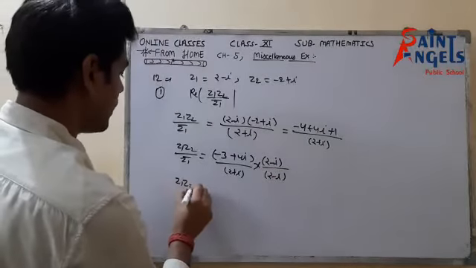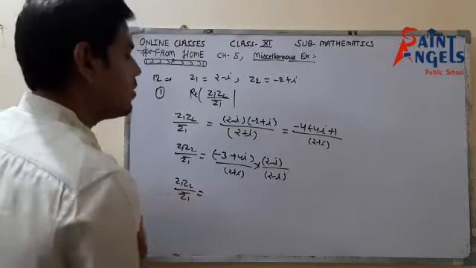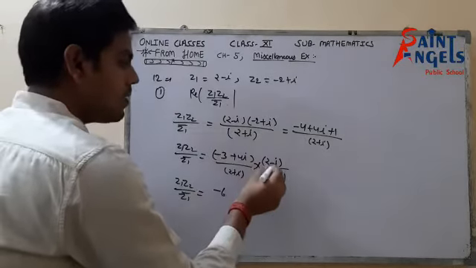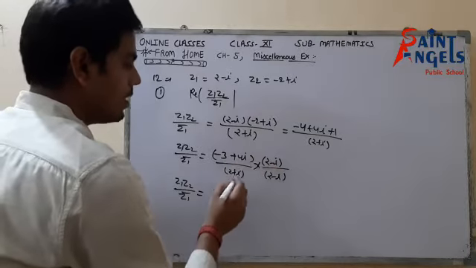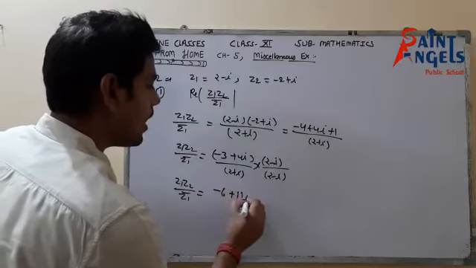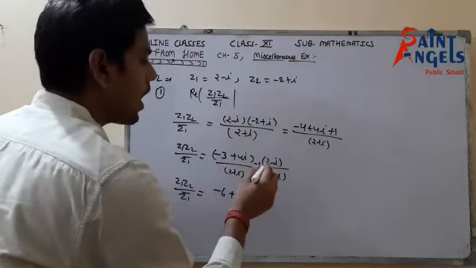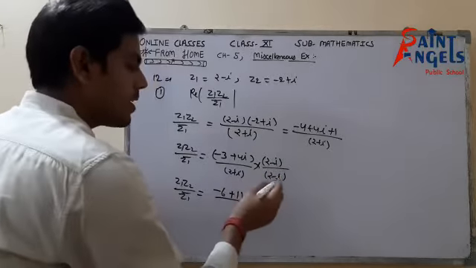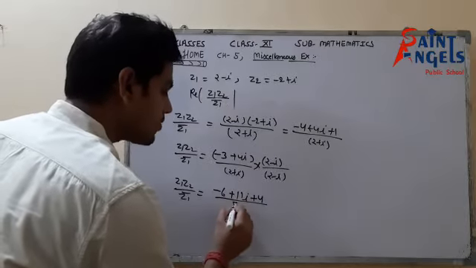So z1 z2 upon z1 bar would be minus 3 into 2 minus 6, plus 3i and 8i, that would be 11i, and minus 4i square means plus 4, upon a square minus b square, which means 4 plus 1, that is 5.